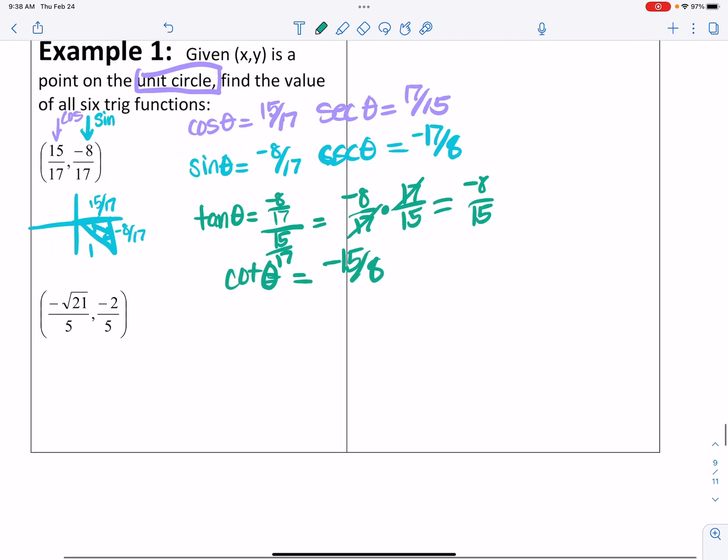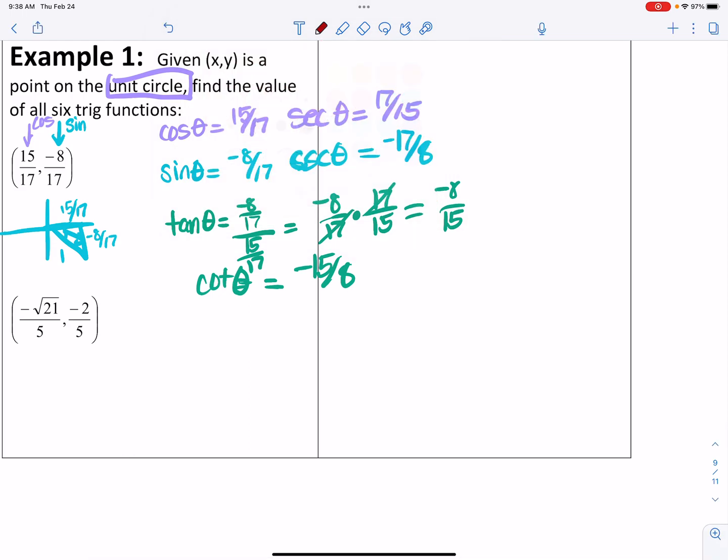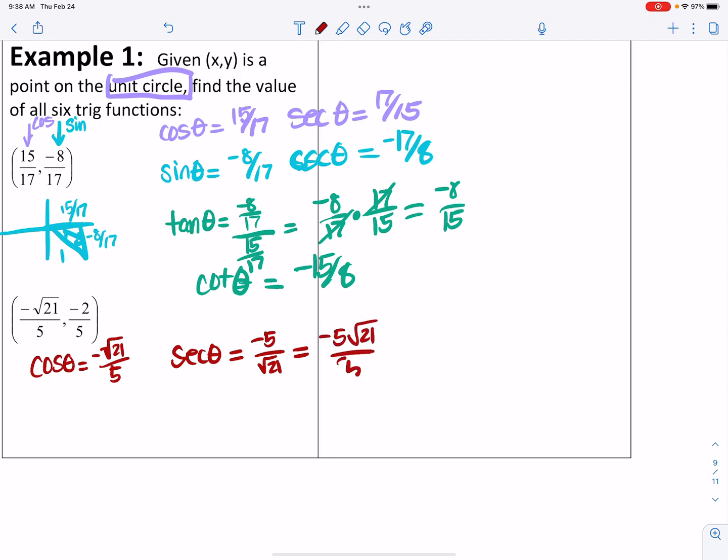All right, let's take a look at the next one. The cosine of theta is a negative root 21 over 5. The secant of theta is a negative 5 over the square root of 21. I do still want you to rationalize in this chapter on a question like this, though we probably won't do that much longer. Then the sine of theta is negative 2/5, which means the cosecant of theta is a negative 5/2.